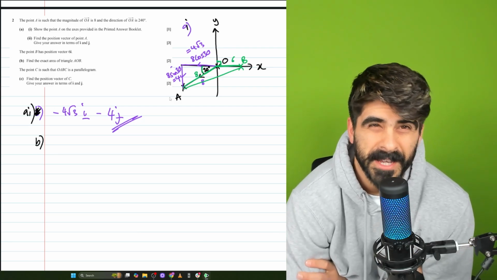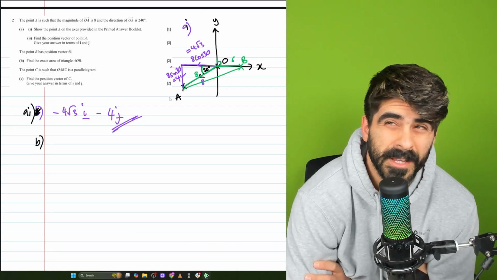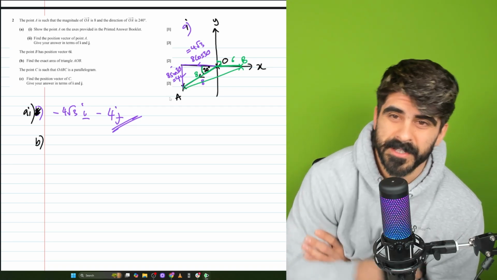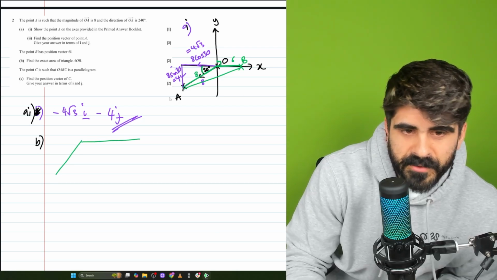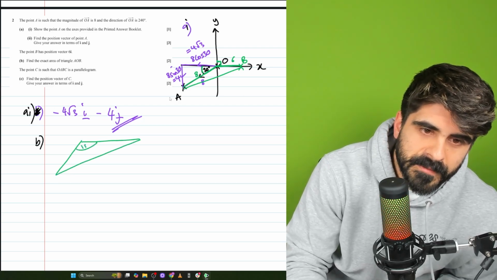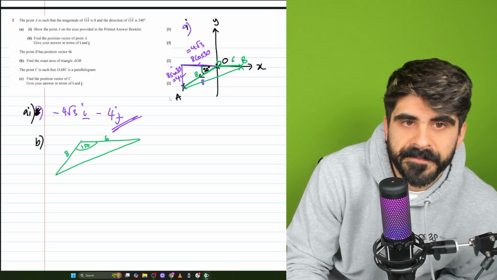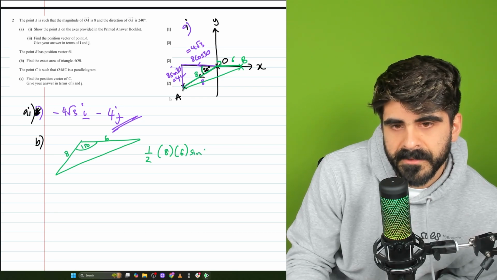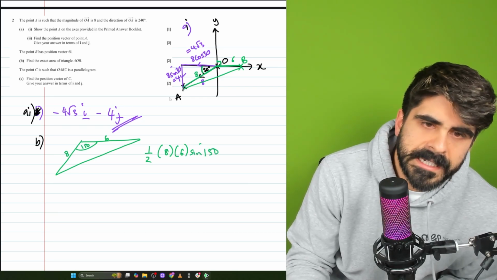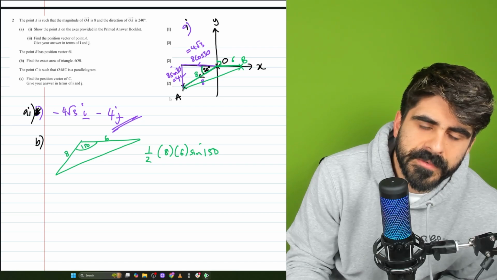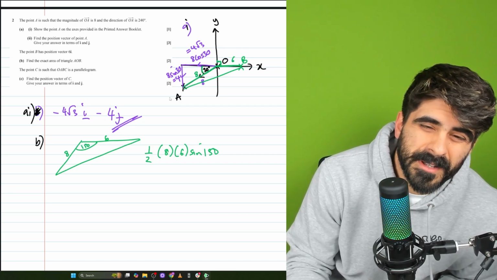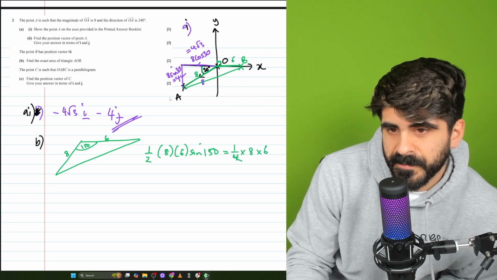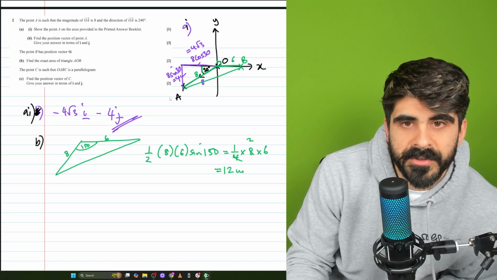What's 240 minus 90 again? 240 minus 90. It's so much more stressful when you don't have a calculator. It's 150, isn't it? So this is 150. We have 6 and 8. Find the area: half ab sin C. Now sin 150 is also a half. So we have a half of a half, a quarter, a quarter times 8 times 6, so 12 units squared.